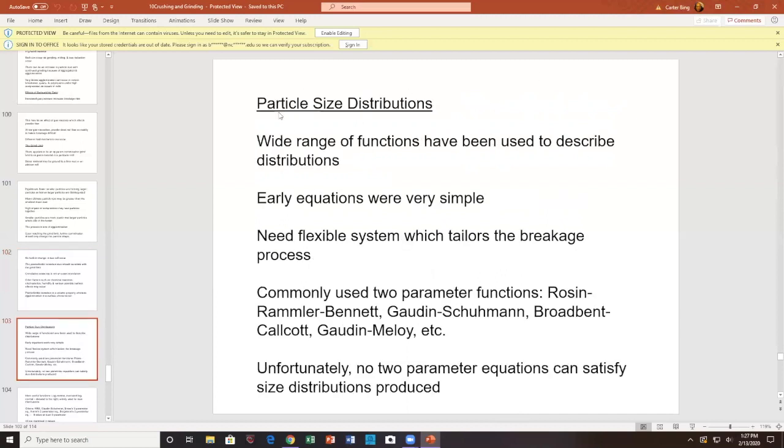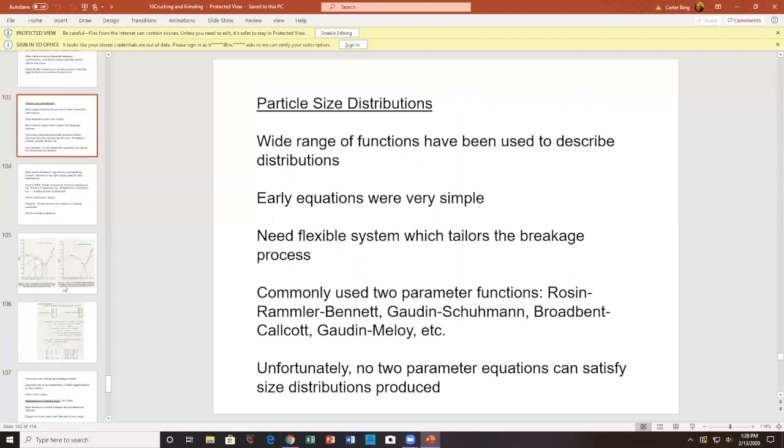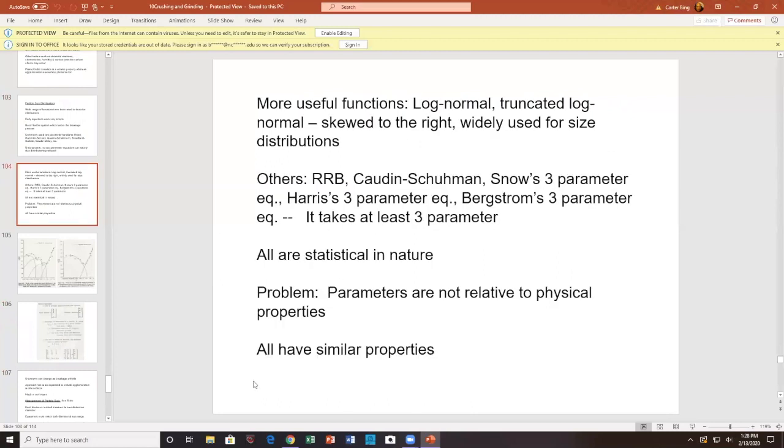Particle size distributions. Well, anyway, there's a wide range of functions. Early equations were very simple. We need flexible systems which tailor to the breakage process. There's a number of them. No two-parameter equations satisfy the size distributions that are produced. So what do we have? Well, the best one is the truncated log normal.